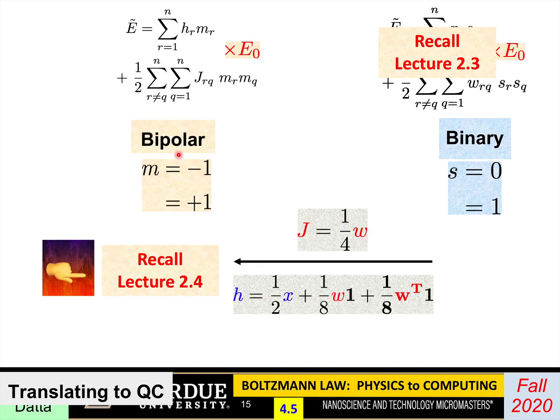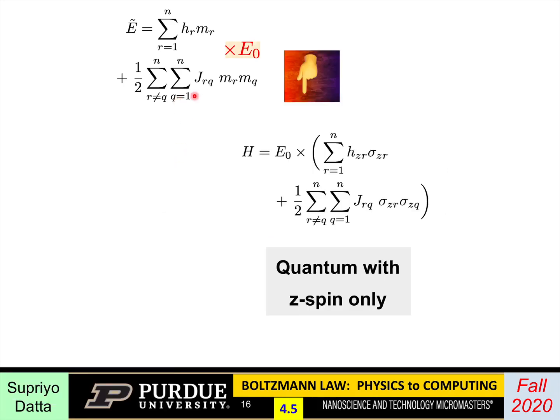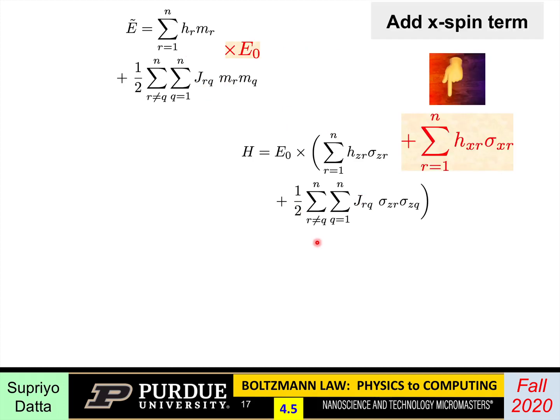Go to the bipolar version, and once you have it, you can get the quantum matrix formulation, where instead of E, we now have the H matrix, simply by replacing M with sigma Z, the Z component of the quantum spin. So M_R M_Q becomes sigma Z_R sigma Z_Q. And the point is that these coefficients H and J remain unchanged from what they were in week 2. You could use exactly the same, and you just have the qubit version of the original problem.